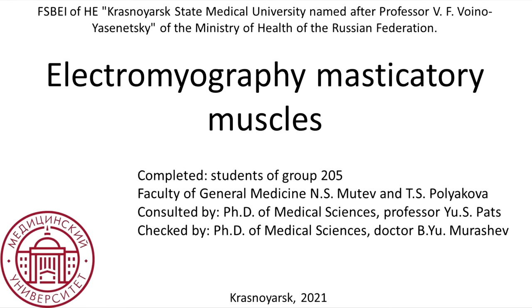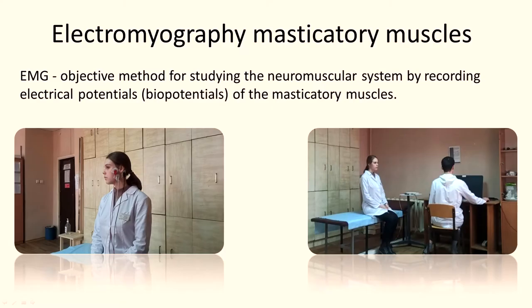Hi, in this video you will discover how to perform electromyography of the masseter muscle and how to analyze and interpret the results. In the beginning we will give the definition of electromyography, EMG. EMG is an objective examination method of the neuromuscular system by registration of the electrical potential of the masseter muscle.